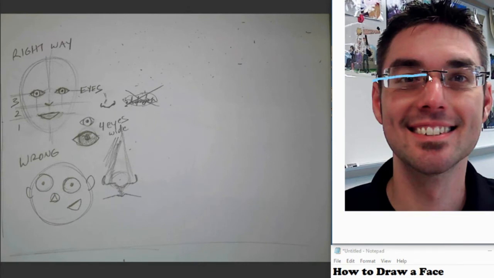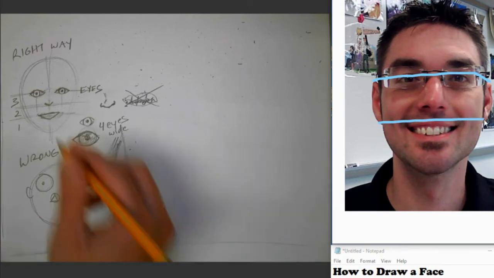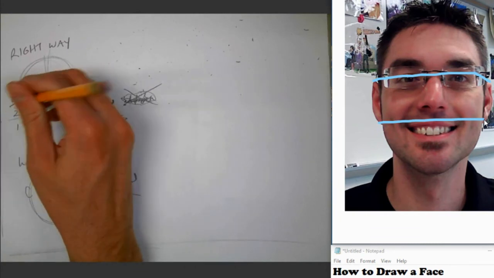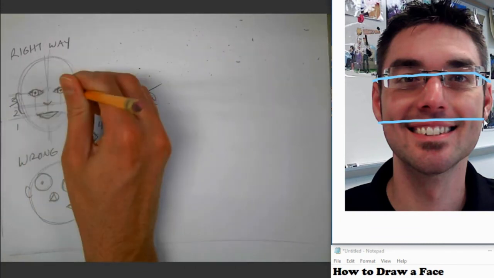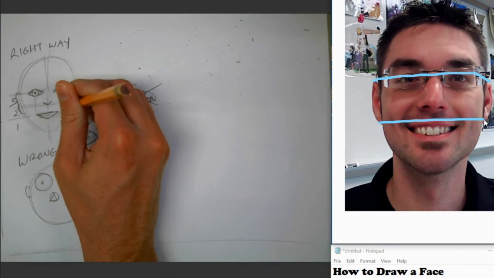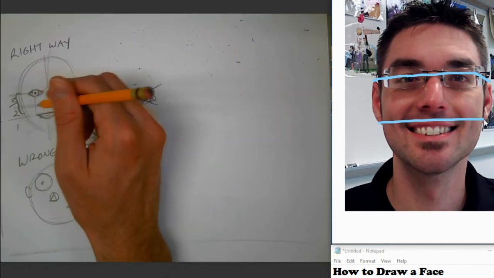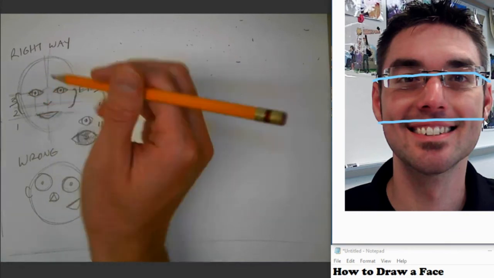Top of the eye lines up with top of the ear. Bottom of the ear lines up with that space between the nose and the mouth. So my ears, when I put on this face here, they should go like that. Okay, that's a proper size for ears. So I've got ears, eyes, nose, mouth.